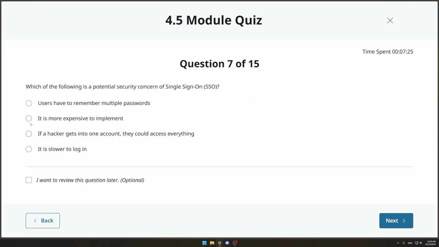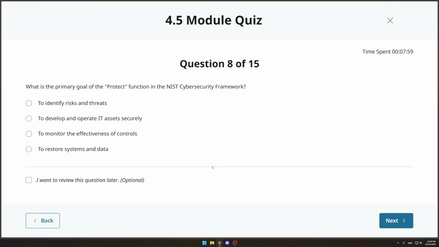It is more expensive to implement. That's not a security concern. And it is if a hacker gets into one account, they could access everything. It is not slower to log in. But yes, if they get into one account, they can access everything. But also, kind of on the flip side, your IT admins only have to manage that one account as well.